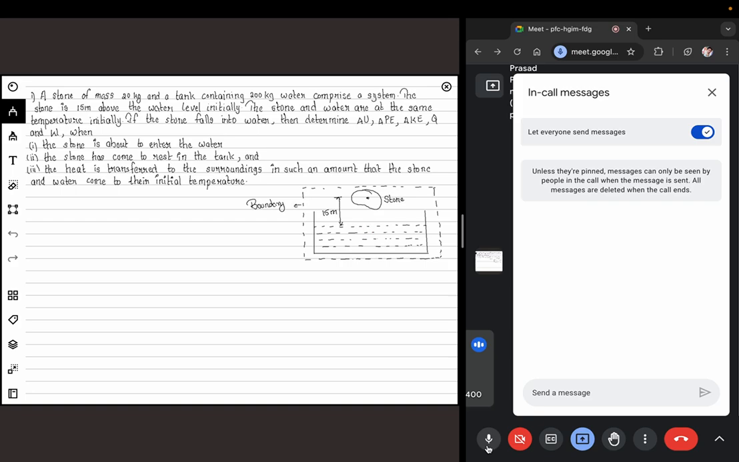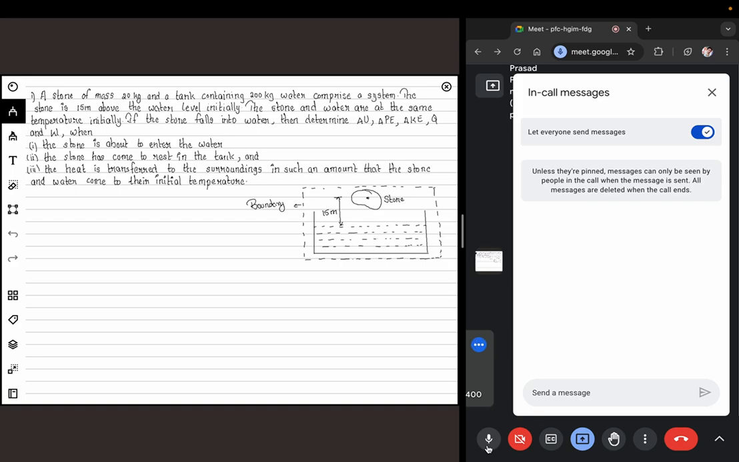Now in this scenario, we are asked to use the first law and determine the change in internal energy, potential and kinetic energy, heat loss, and work done in different cases. The first one is before the stone enters the water, that is just about the point when it is about to enter the water, and when it has come to rest inside the tank. In the final part, the heat is transferred to the surroundings in such an amount that the stone and water come to their initial temperature.